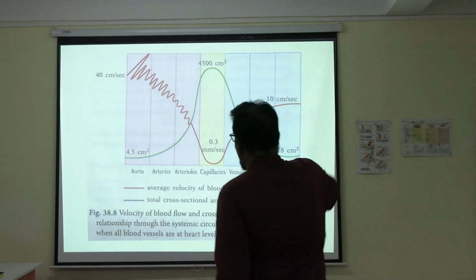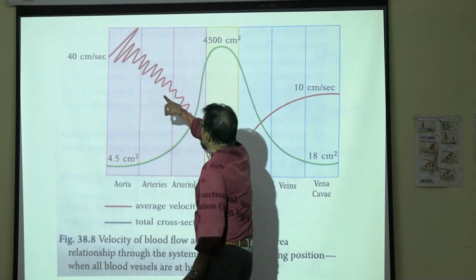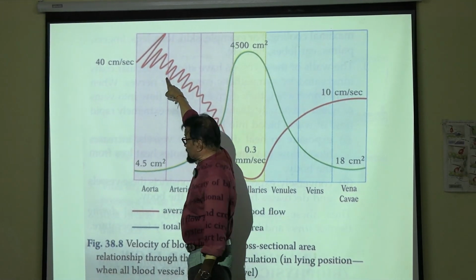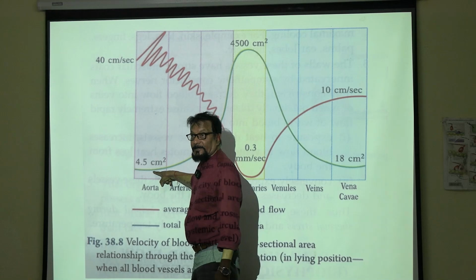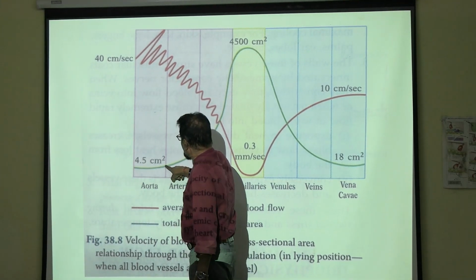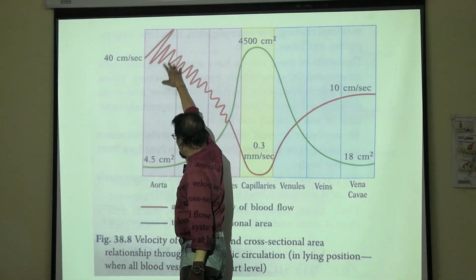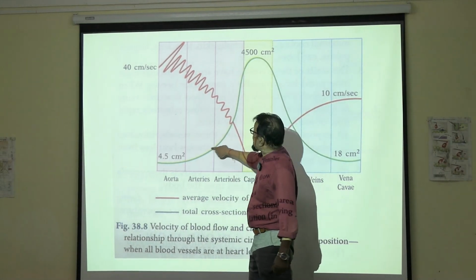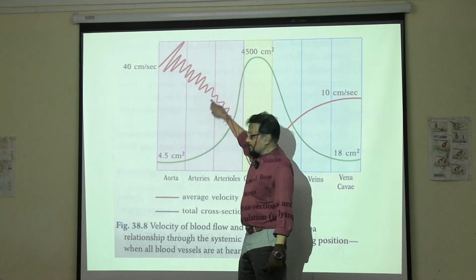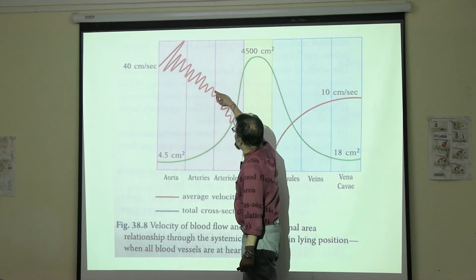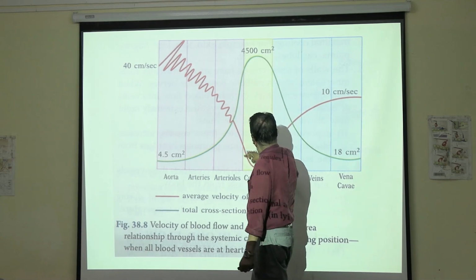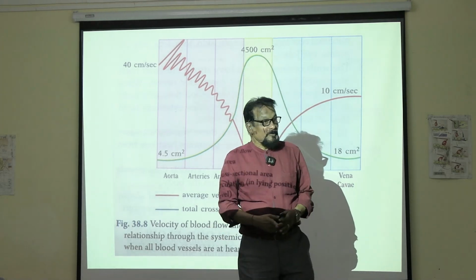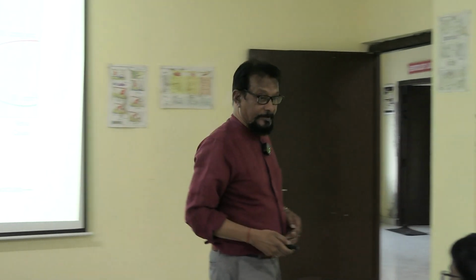Okay, but here you see in aorta, what is this? 40 centimeter per second. What is this? Velocity, and this is the cross-sectional area. Cross-sectional area this much, and velocity is this much. Now cross-sectional area reducing, velocity reducing. Cross-sectional area reducing further, velocity further reduces. And this way, see the relationship. So cross-sectional area and velocity is very important.